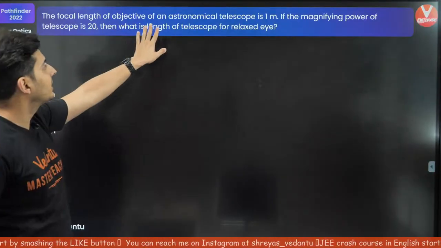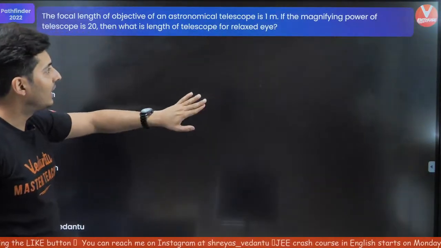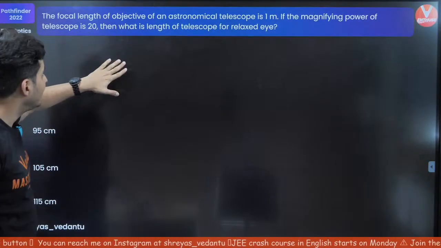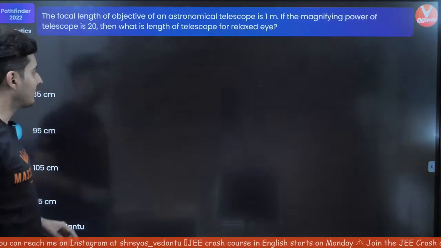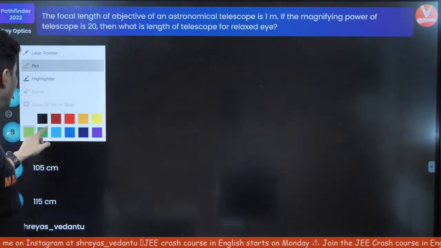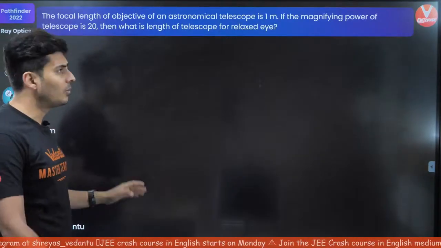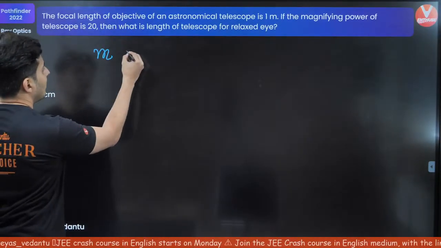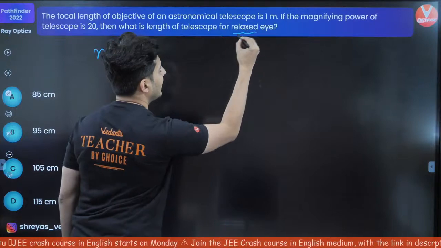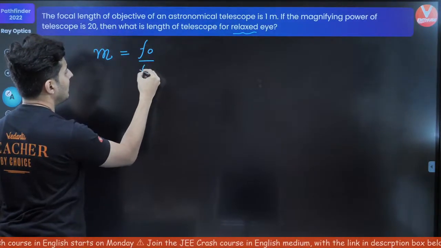Focal length of the objective of a telescope is 1 meter. The magnifying power is 20. What is the length for the relaxed eye? Direct formula, trust me on this. Nothing great about it. The magnifying power of a telescope when it is relaxed, what did I just tell you? It is f0 by fe, right?